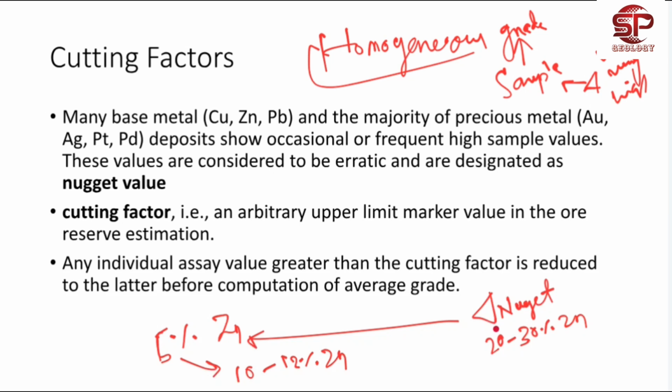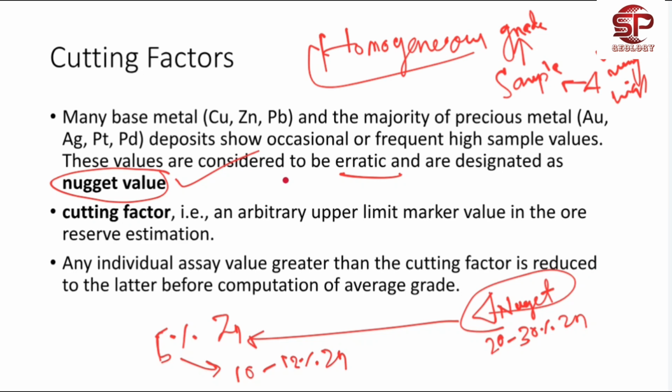But this is due to the nugget only. This will not represent that particular large portion. So that's why we have to cut these factors, or we have to cut these nugget values. So these are called nugget values. These values are considered to be erratic and are designated as nugget values.